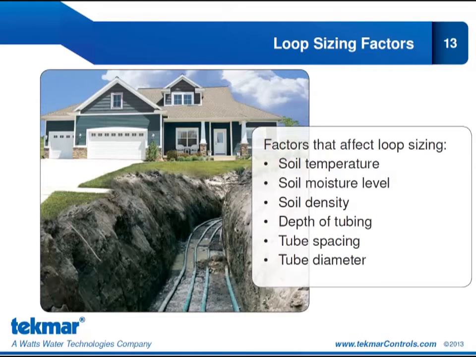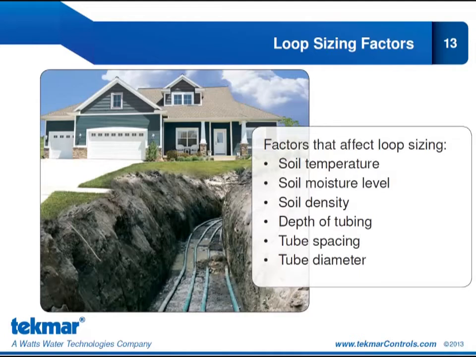So to have a decrease in loop size, what we're going to see are higher soil temperatures, wetter soil, higher density soil, deeper tubing, wider tube spacing, and larger diameter tubing. So all of those factors will decrease the size of our ground heat exchanger loop.